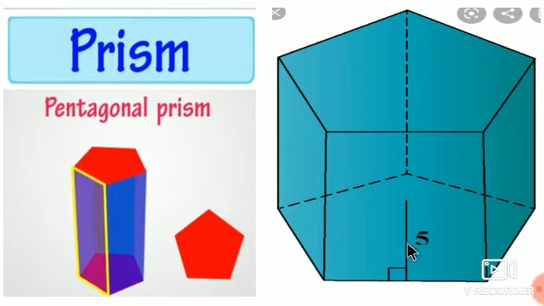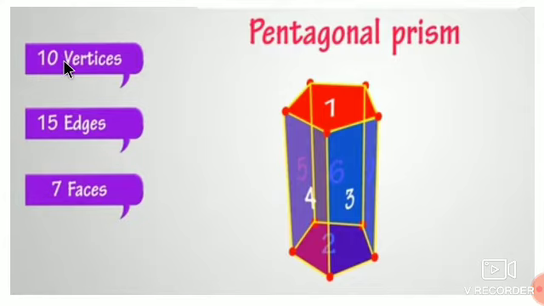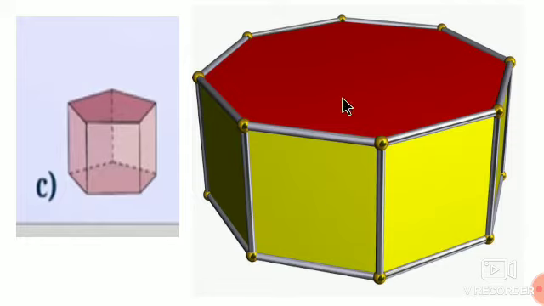Now how many faces? Top face, bottom face 2, and the 5 standing faces 1, 2, 3, 4 and 5. 5 plus 2, 7. 7 faces, 15 edges, and 10 vertices. See, 10 vertices, 15 edges, and the 7 faces. This is the hexagonal prism.